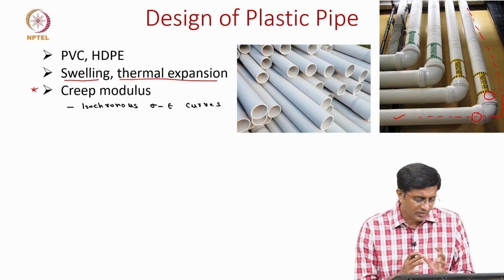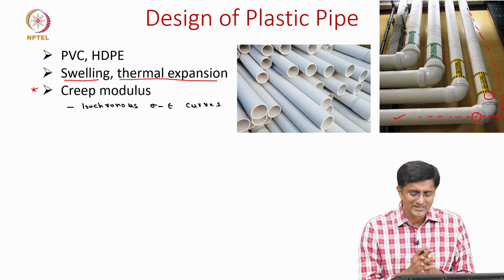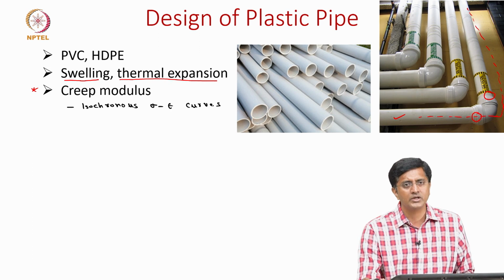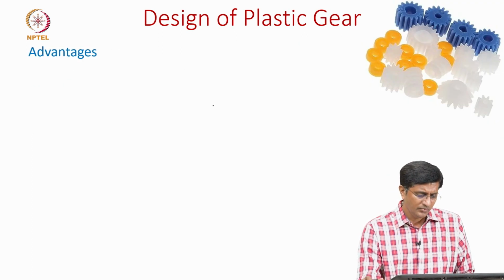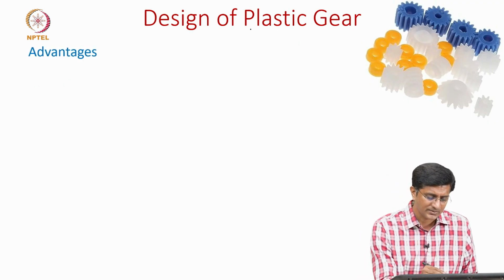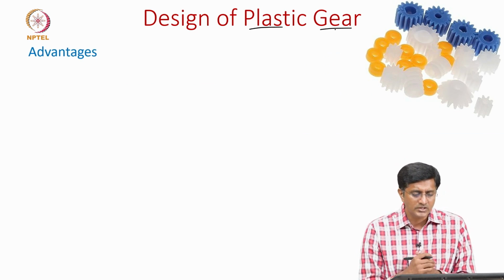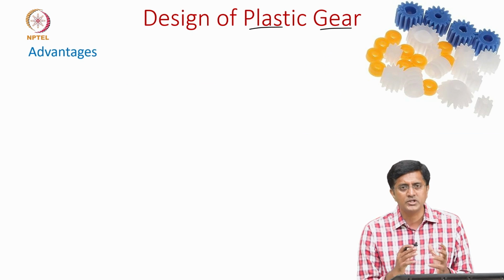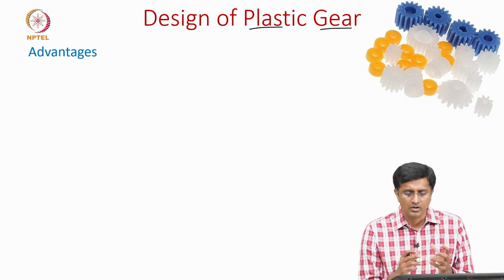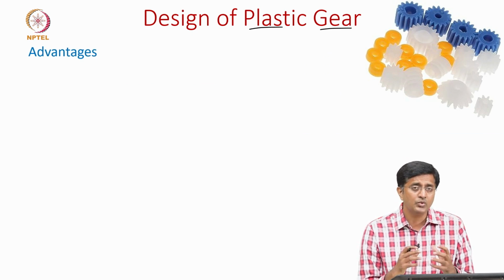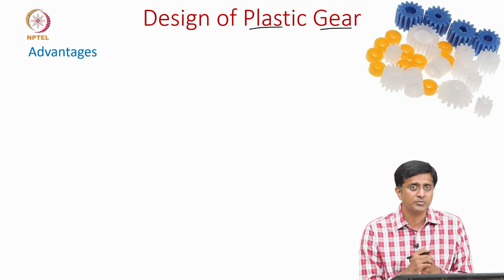Okay. Now that we have looked at plastic pipes, let us move into the last example, where we look at plastic gears. We might have seen these plastic gears mostly, let's say, in a printer or somewhere, but plastic gears are also used in structural applications to take loads.